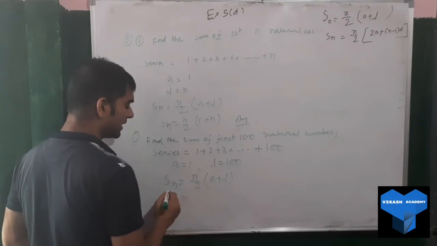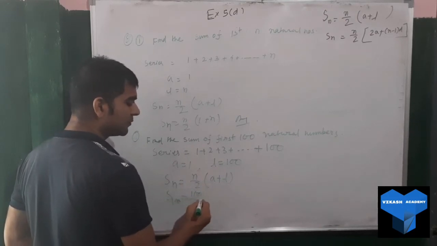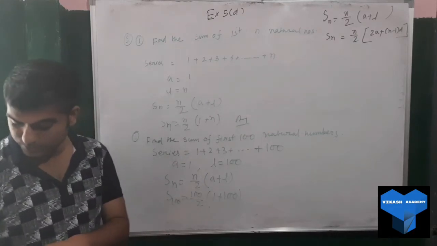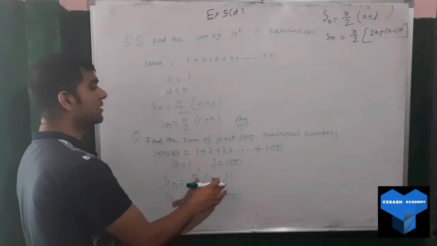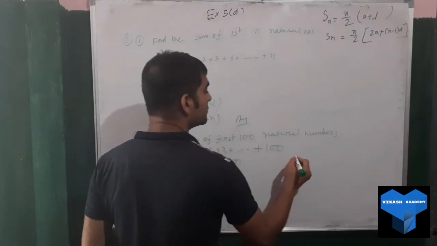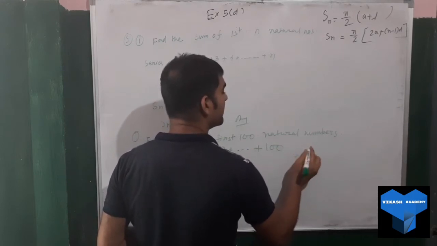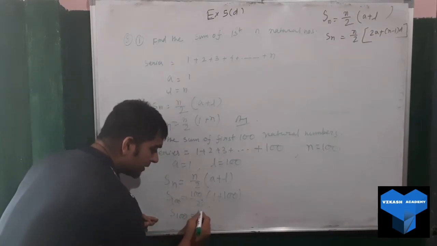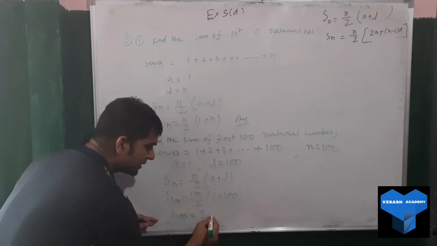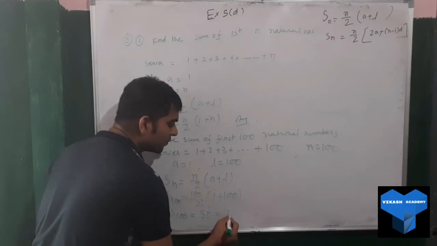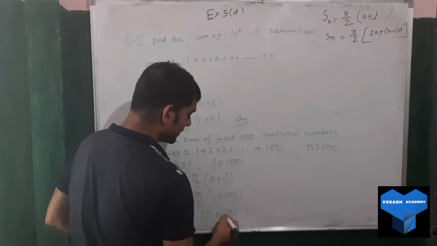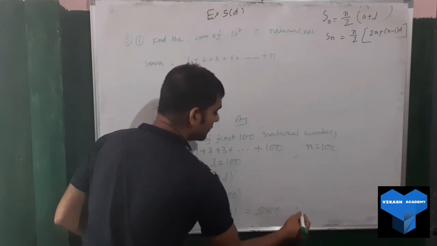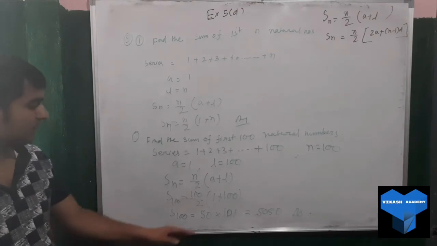So n by 2 means what? It is 100, so 100 by 2. a we have 1, l we have 100. If you remember, n will also be 100 and l also 100, right? The last term and the total number of terms, because it is the first 100. Now 100 by 2, we just divide, we get 50. Then 100 plus 1 is 101, and 50 multiplied by 101 gives 5050. So S100 will be 5050.